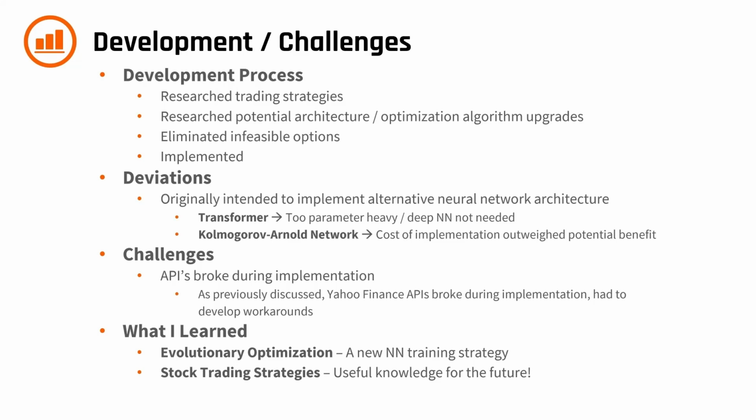The primary deviation from my original project plan was electing not to implement a transformer or KAN-based architecture. The transformers proved to be too parameter-heavy, and KANs would have required significant surgery to the existing code without any guarantee of performance improvement. During implementation, the primary challenge faced was our historical data APIs breaking, preventing updates to the system from being tested until resolved. I resolved this challenge by implementing workarounds for the broken APIs, as discussed in prior slides.